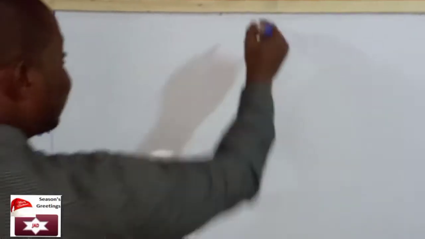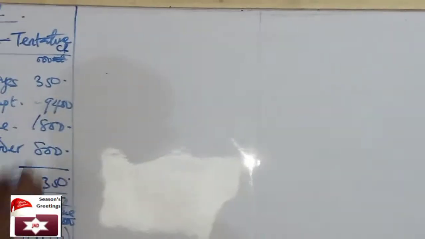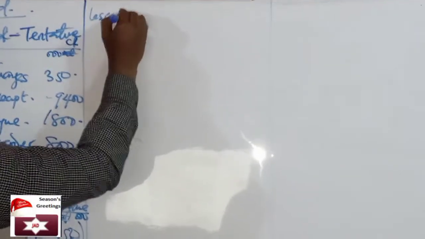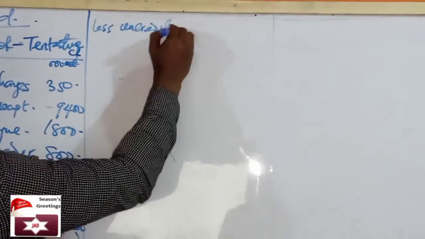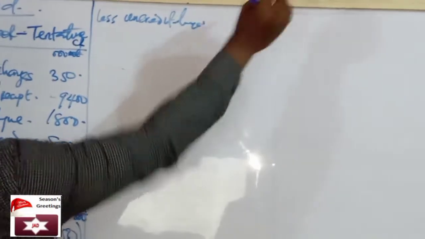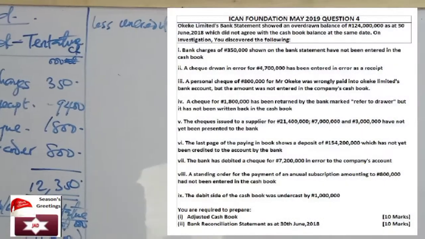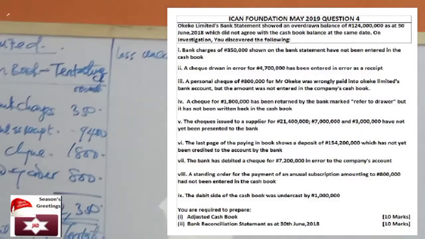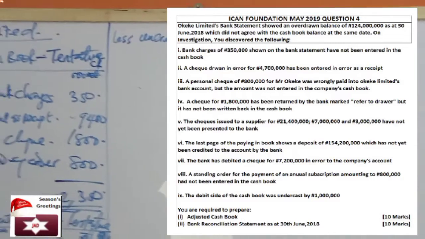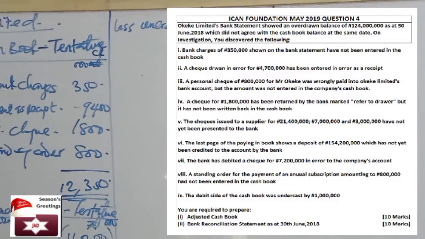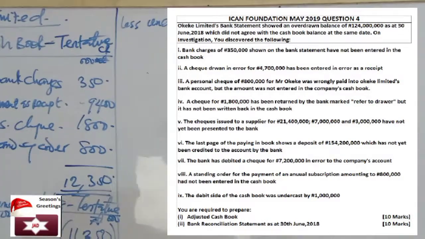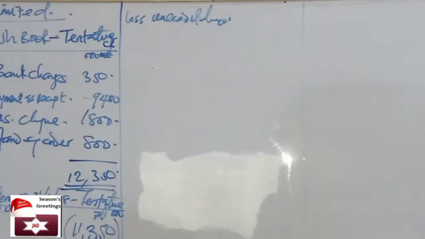Remember, it's tentative, okay? So we say less uncredited checks. What are the uncredited checks in the question? Here I can see number 6. The last page of the paying in book shows a deposit of 154,200,000 which has not been credited. So we're lessing. So we say 154,200.